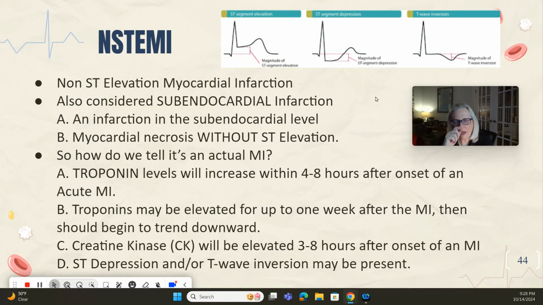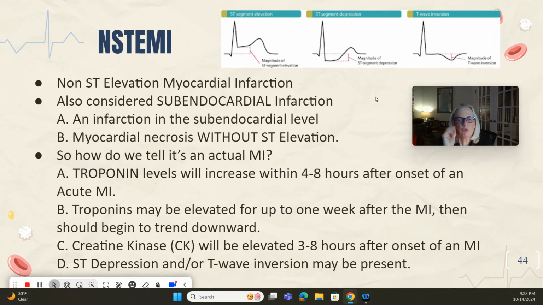I meant to tell you this in class too. I did have an NSTEMI over the weekend at the hospital. Perfectly healthy dude, didn't look right. EKG was okay. Little changes here and there, nothing major, nothing to call a STEMI at this point, but I just knew he wasn't right. We ran his troponins and they were through the roof, so he was having an NSTEMI.